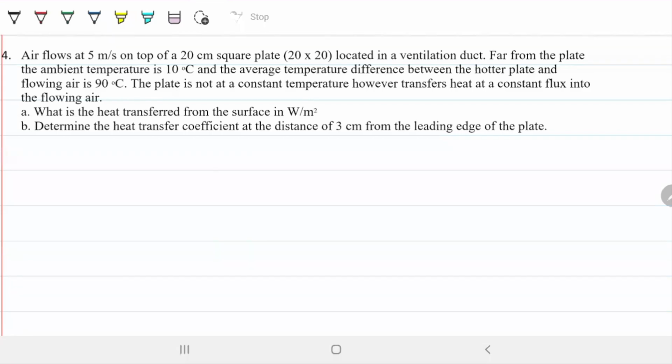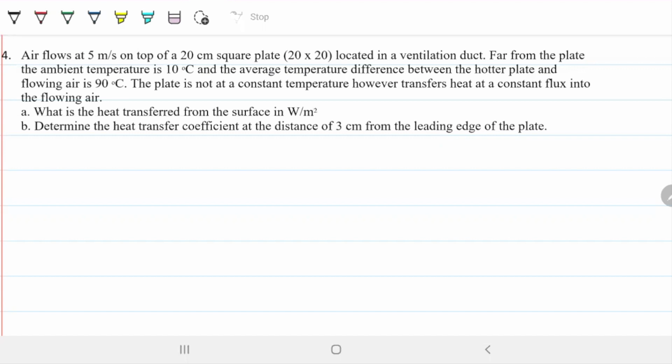Air flows at 5 meters per second on top of a 20 centimeter square plate. That 20 by 20 is usually not there. I've put it to help you guys out because that's a very weird sentence. Like, it can get some students confused. Like 20 centimeters square plate means it's 20 by 20, okay? That's confusing, so that's why I put it there.